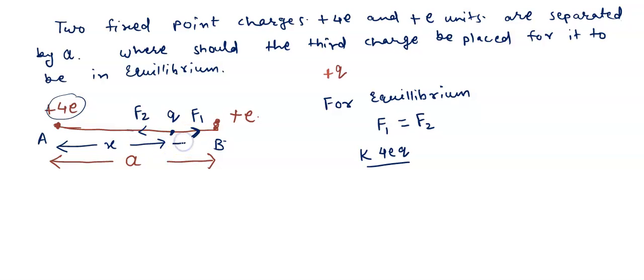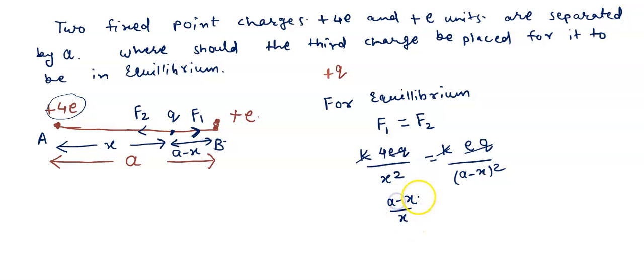If this distance is X, the remaining distance will be A minus X. So we can write it as X square. And that is equal to K E into Q upon A minus X whole square. E into Q and E into Q cancel. K is cancelled. So this will be A minus X upon X whole square, and that is equal to 1 by 4.